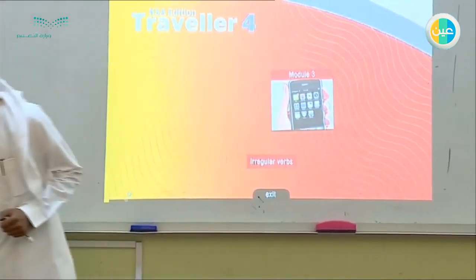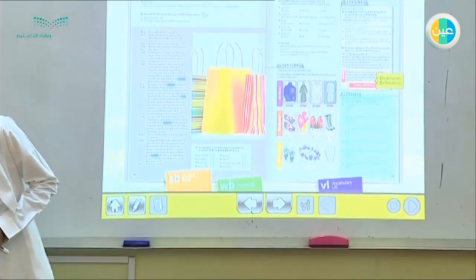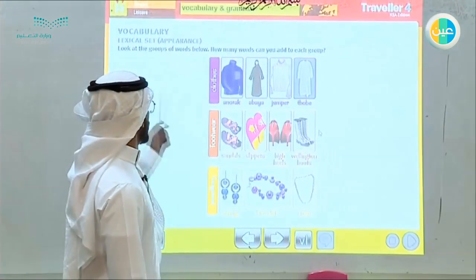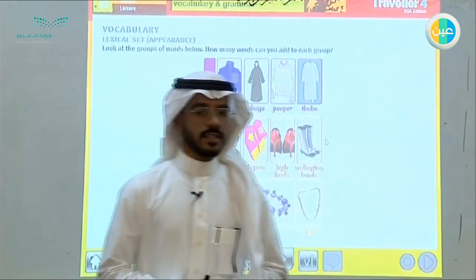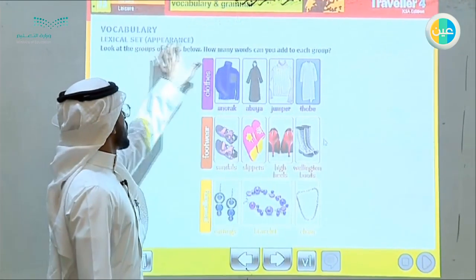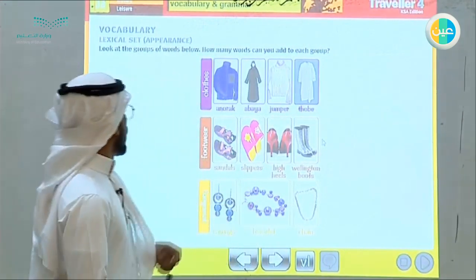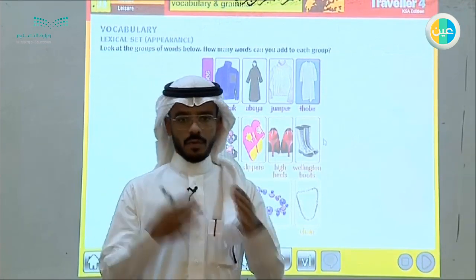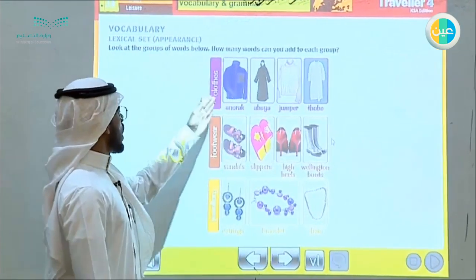Our lesson is about module 3. We will take page 41. This is about vocabulary. Our lesson today is about a lexical set, about appearance. How will we take this? Okay, we have a group of words. The first one is about clothes.